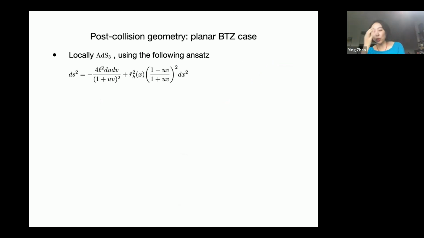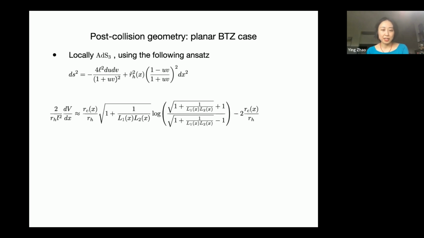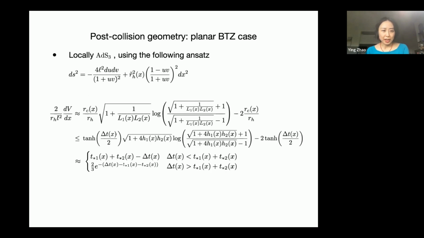And so what do we have? We know that in the post-collision region, it's somehow the product of this direction times the length of this direction times the length of this direction is upper bounded. So it's quite reasonable that somehow the post-collision region is also upper bounded. And we need to use some ansatz because it's locally AdS3, so we use the following ansatz in the post-collision geometry. And basically, with this ansatz, and what we just assumed, we can reproduce the behavior of regime 3 and 4.